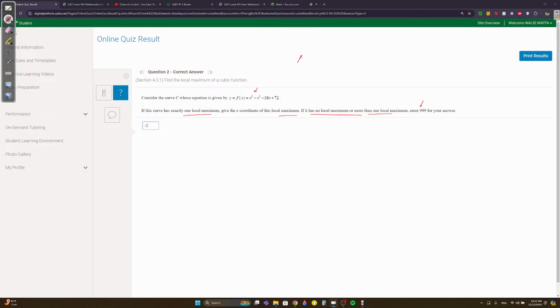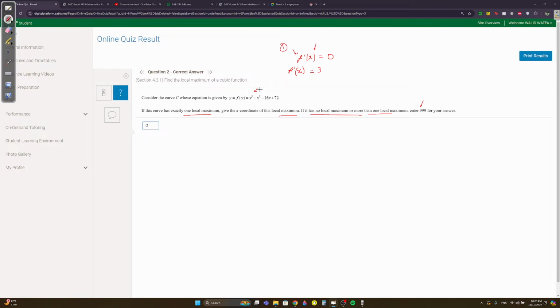To find the local stationary points, you always equate f prime of x to 0, right? Let's find f prime of x. Please, if you get it in a written part, you have to state f prime of x equals 0. This has 1 mark on it, okay? If you don't, you lose the mark.